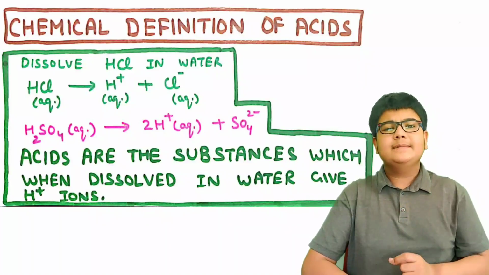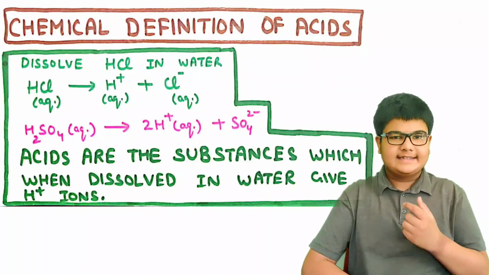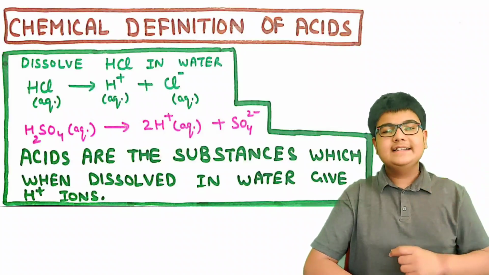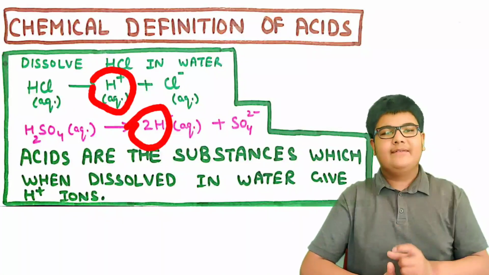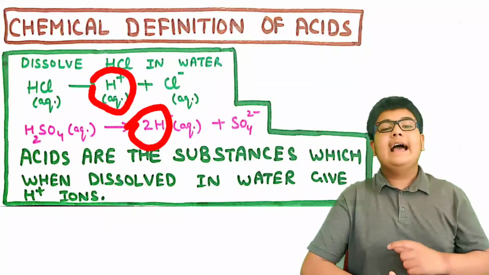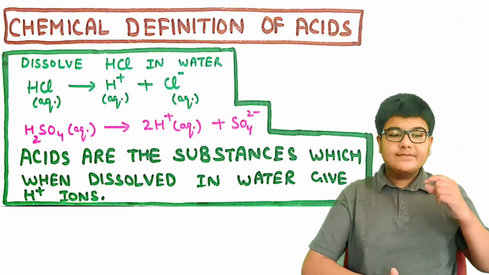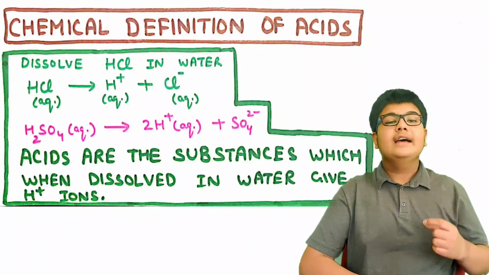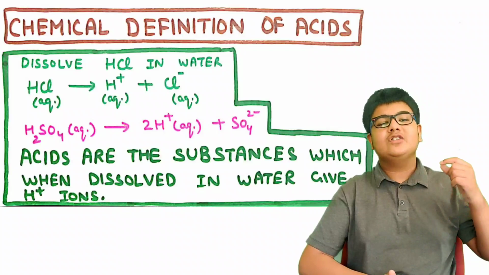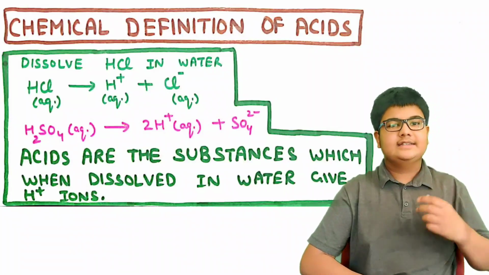Now can you find something common in this? Yes. Both of these acids, when they split into their ions, form H positive ions. So this means that acids are the substances which when dissolved in water give H positive ions. Or acids are the substances which when dissolved in water give hydrogen ions.